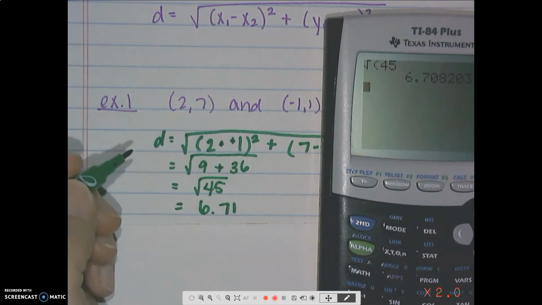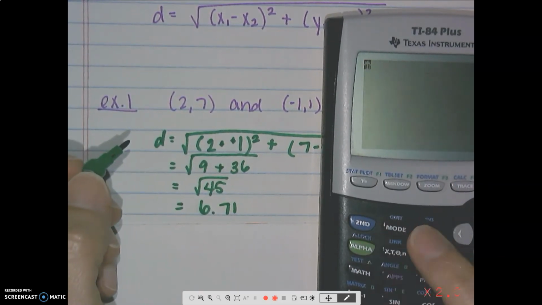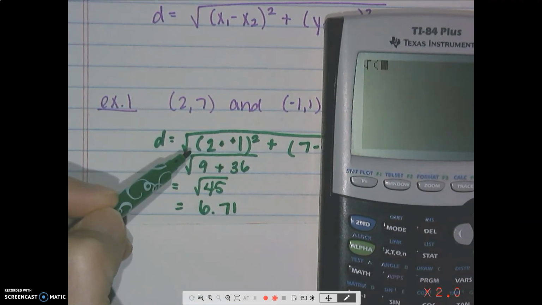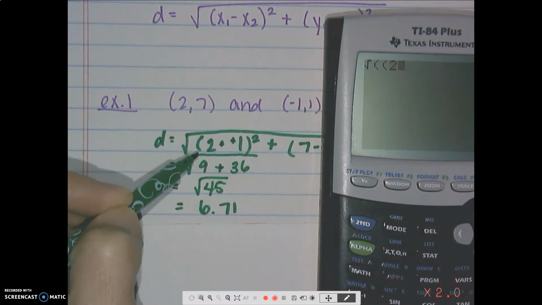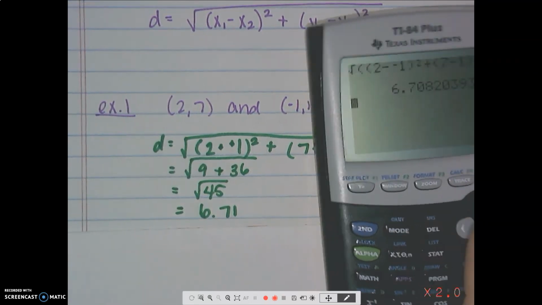Okay? So you could still do this in Desmos. It might be a little bit easier to visually see what's happening. You could do this straight from the beginning in the calculator here as well. So you just have to put an extra parenthesis here. So we have 2 minus negative 1, squared, plus 7 minus 1, squared. And we're still getting that same value. Okay, so it's kind of up to you.